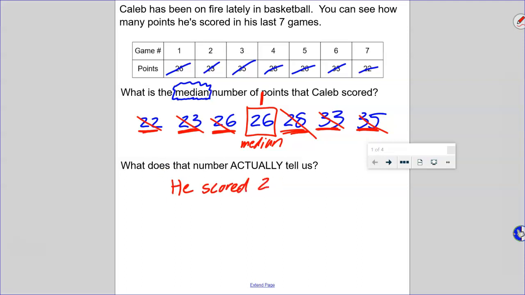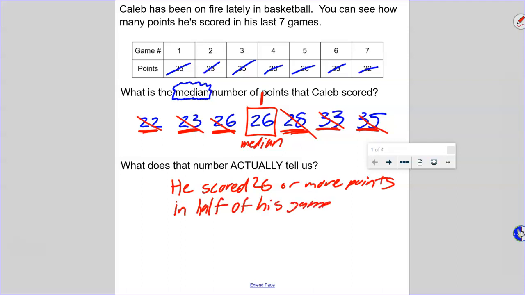26. Oops, that's not a 26. Here we go. Try it again. 26 or more points in half, goodness gracious, half of his games. But then it also tells us that he scored 26 or less points in the other half of the games. That's all it does.